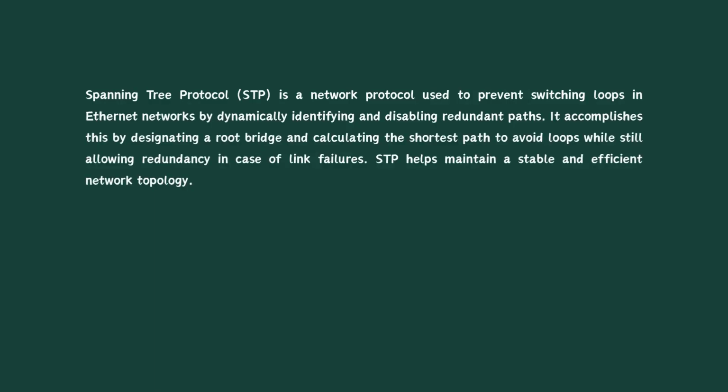Spanning Tree Protocol, STP, is a network protocol used to prevent switching loops in Ethernet networks by dynamically identifying and disabling redundant paths. It accomplishes this by designating a root bridge and calculating the shortest path to avoid loops while still allowing redundancy in case of link failures. STP helps maintain a stable and efficient network topology.